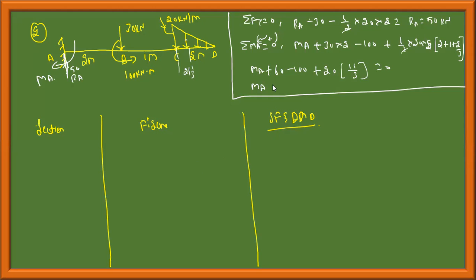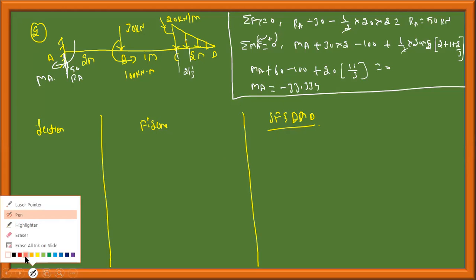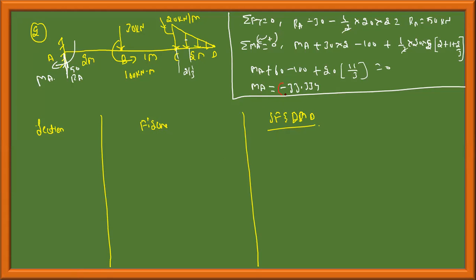MA is equal to minus 33.334. This negative sign indicates that my assumed direction of moment is not the actual direction; it is in the opposite direction. So this MA is not clockwise, it has to be in the counterclockwise direction. You should understand that.